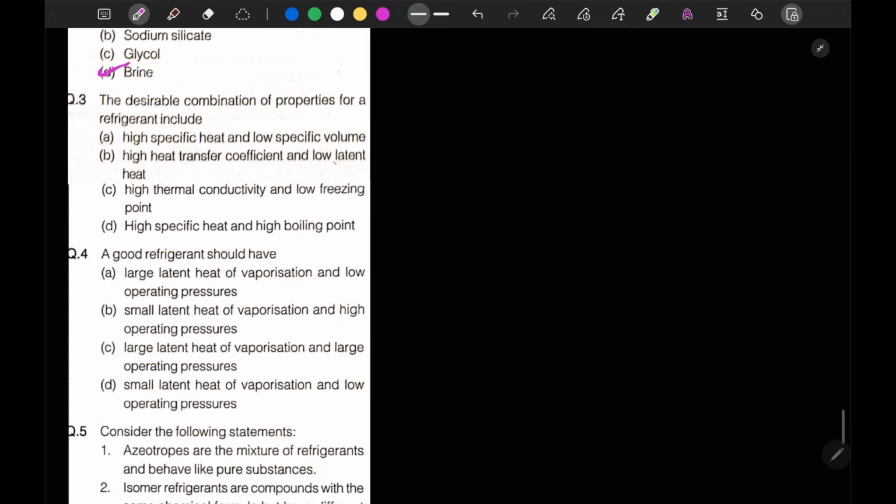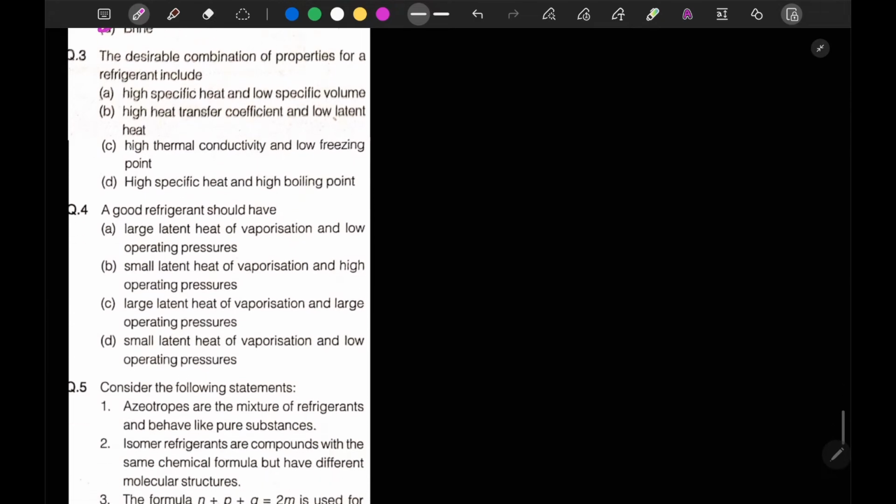Okay, the desired combination of properties for a refrigerant includes: high specific heat, low specific volume, high heat transfer coefficient and low latent heat. Incorrect. Okay, latent heat should be high. High thermal conductivity and low freezing point. Correct. High specific heat and high boiling point. High thermal conductivity, so for the condenser the area will be small, and low freezing point, so we have more working range.